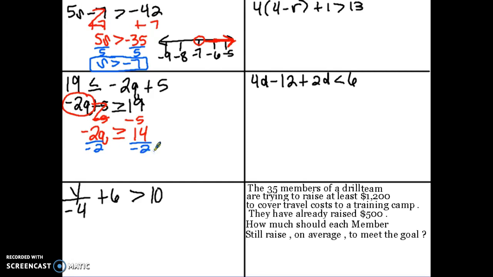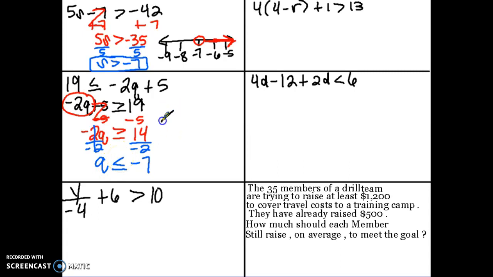Because I'm dividing both sides by a negative number, these are going to cancel out and leave me with q. I'm going to have to change the direction of my inequality sign. So instead of being greater than or equal to, q is now going to be less than or equal to, because 14 divided by negative 2 is negative 7. When you multiply or divide both sides by a negative number, it's going to change the sign of what's on the right-hand side, and that's why we need to change the direction of our inequality sign.